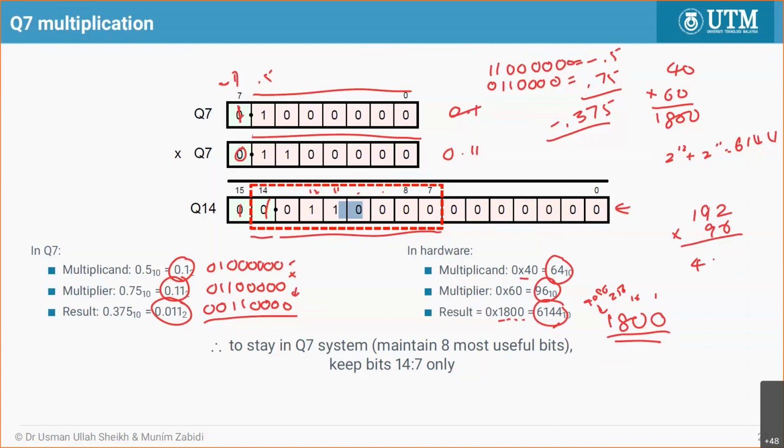Do you understand where I get this? This number, 0.5. In Q format, it will be 1100. But this is also like 192.